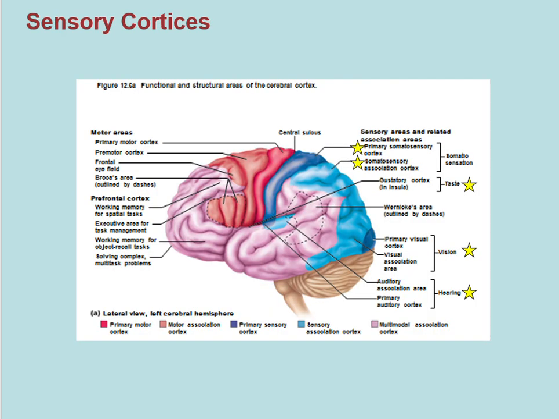So again, our vision areas are located in that occipital lobe. You can see here on the image that primary visual cortex is at the extreme tip of the occipital lobe, and the visual association area is around it.